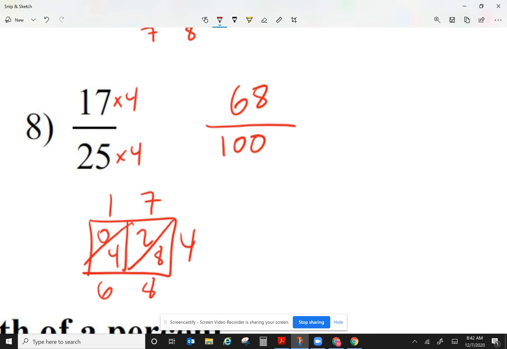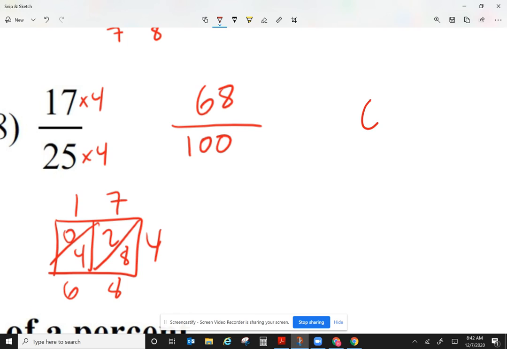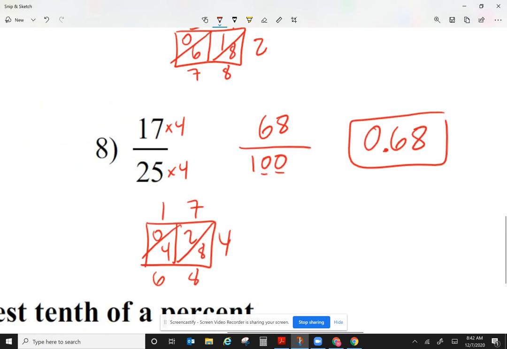I wrote my fraction, and the number at the bottom is 1 with zeros. Now my answer will have a 68, the number at the top. Then I look at the number at the bottom and ask myself, how many decimal places? It is equal to how many zeros. My answer will have 2 decimal places. That means 2 numbers after the decimal point. So my point goes here. If there's nothing in front of the point, I fill in a 0. So my answer is 0.68.